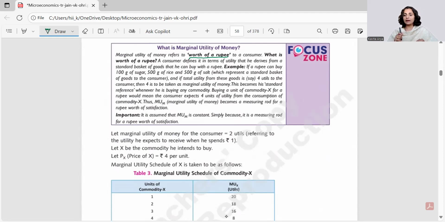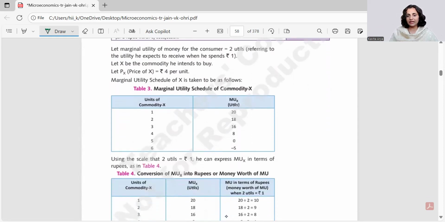So they say that if 1 rupee fetches you this combination and the whole content, when you take it up, you feel like having 4 utils of satisfaction. So it means 1 rupee as and when I'm spending, I must have that reference point of 4 utils of satisfaction for me. In this example, they have begun with 2 utils as the worth of money, meaning the consumer wants to have 2 utils for every rupee spent. Okay, so now let's begin with the first schedule.